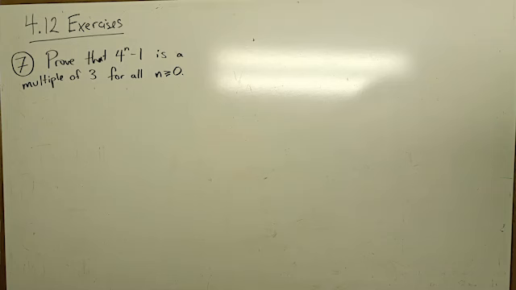So for the first question, we're asked to prove that 4 to the n minus 1 is a multiple of 3 for all n at least 0. So that is question 7 from chapter 4, specifically from section 4.12, which is the exercises of chapter 4.